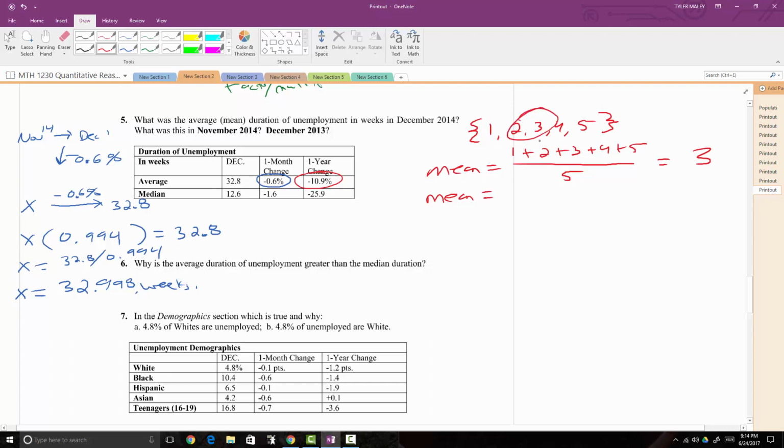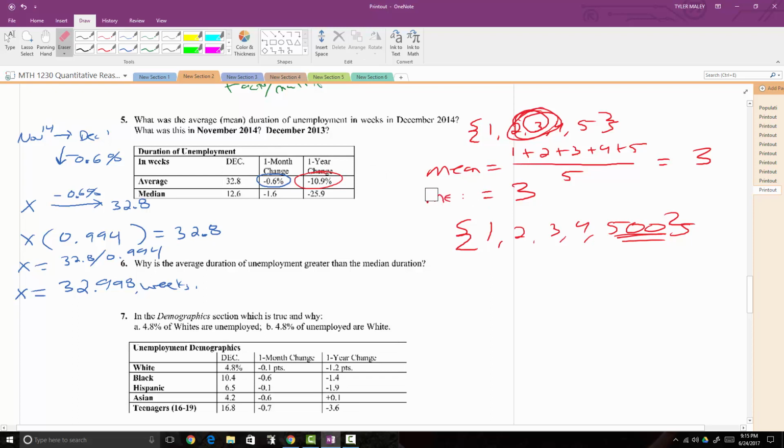Well, that's 3, right? 3 here. So we put just 3. So let's look at the same data set: 1, 2, 3, 4, 5. But instead of 5, maybe I'll make this 500. So this would definitely be an outlier in my data set. So what would this affect, the mean or the median? Whoops, I said median, but I wrote down mean here. I apologize for that. This is median.